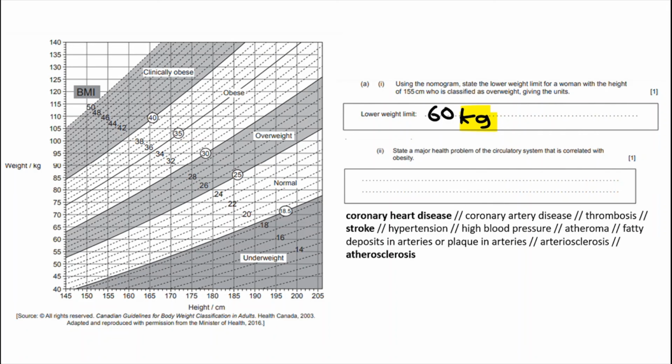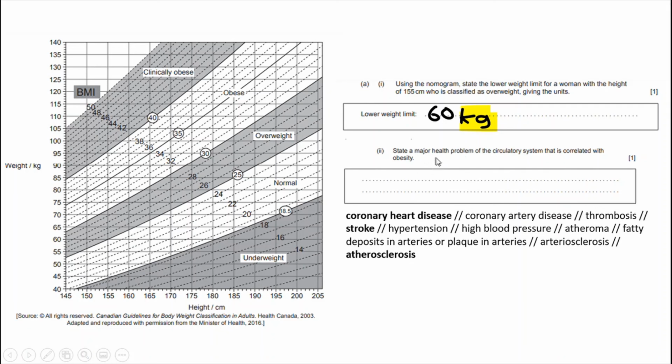So the lower weight limit would be 60 kilograms. This is because with the information given, the person is 155 centimeters, so we look for that height here along the x-axis, and we can see that's here. Then we know that they are classified as overweight, which means if we come up, they should be somewhere in this gray area. We're asked to find the lower weight limit, and the lower weight limit for being overweight at 155 centimeters is 60 kilograms. In order to get the point, you need to make sure that you include the unit of kilograms.